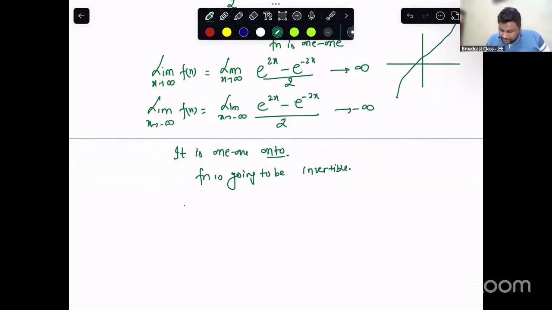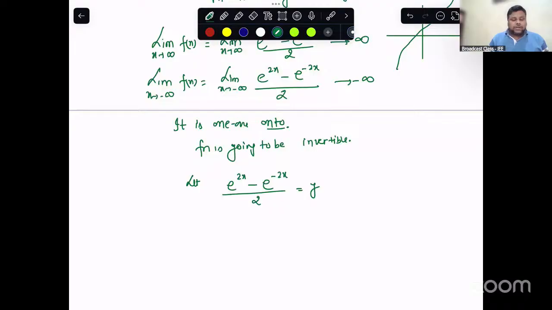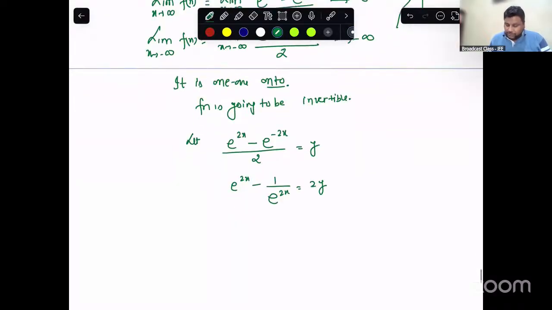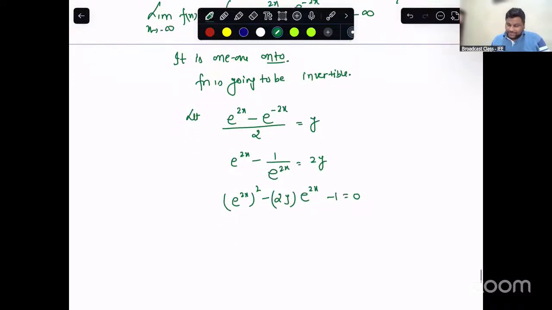Now see, I know that let (e to the power 2x minus e to the power minus 2x) upon 2 be y. Now what I have to do, I have to write x in terms of y. So I write e to the power 2x minus 1 upon e to the power 2x equals 2y. So it will become (e to the power 2x) whole square minus 2y times e to the power 2x minus 1 equals 0.